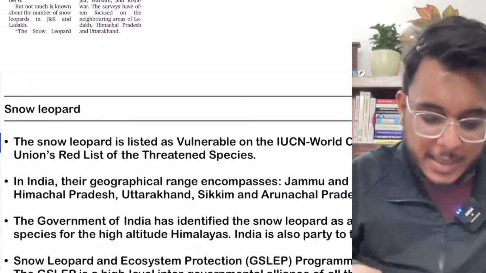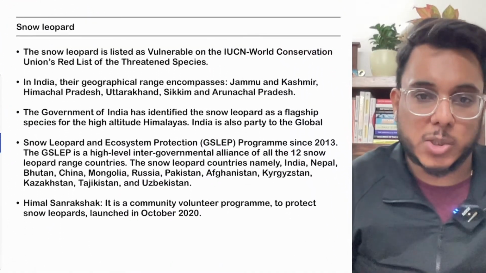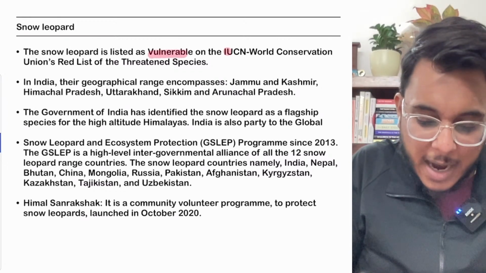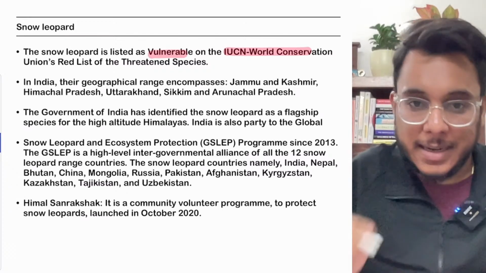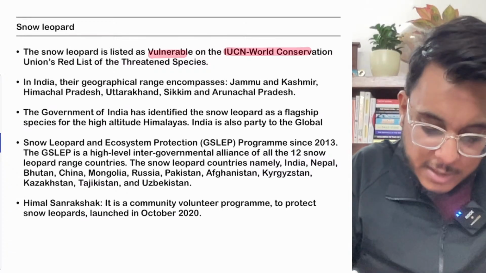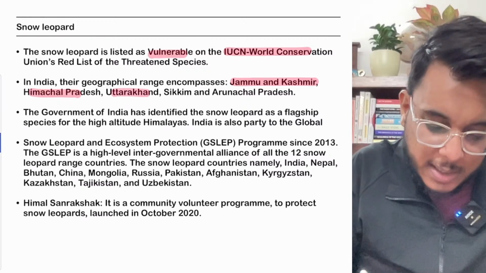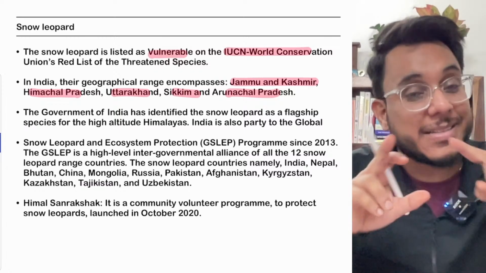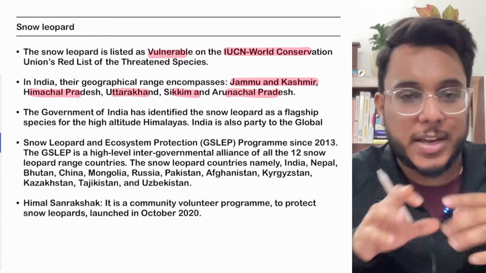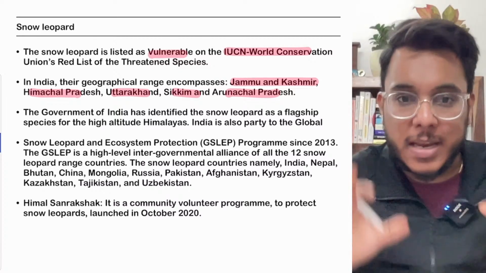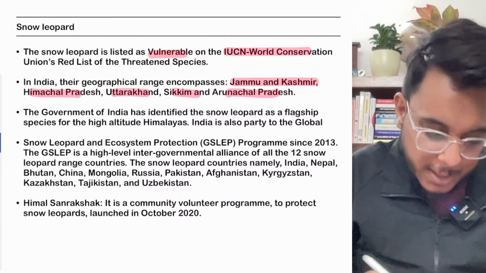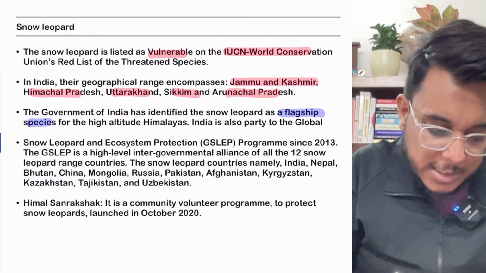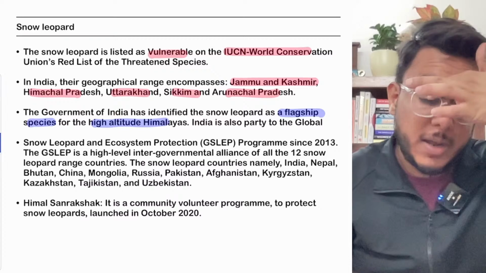Before going into this article, let's take a little bit of background with respect to the snow leopard. It is listed as vulnerable in the IUCN Red List. In India, the snow leopard is found in Jammu and Kashmir, Himachal Pradesh, Uttarakhand, Sikkim, and Arunachal Pradesh. Actually, it is not found in these entire states, but this is the geographical range, the historic range where a species will be roaming. The snow leopard has been identified as a flagship species for the high altitude Himalayas.